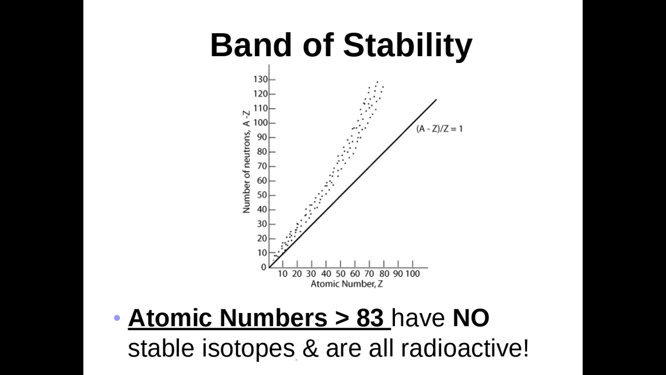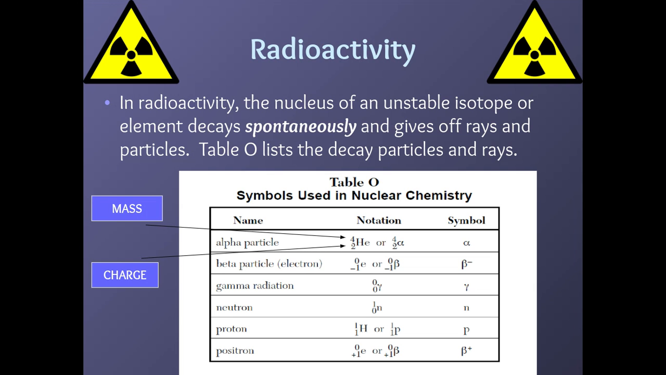And so the last slide that I'll leave you with today is the idea and definition of radioactivity. In radioactivity, the nucleus of an unstable isotope is going to be decaying spontaneously. So all of a sudden, it's just giving off these rays and particles. There's nothing that we're doing, no activation energy. It's decaying spontaneously because it's unstable, and this decay will allow it to reach stability.